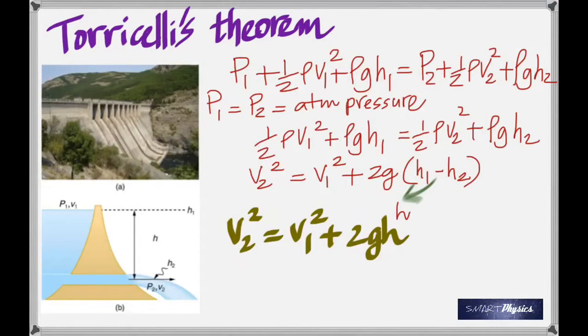Watch this. If you had dropped an object from the surface, but outside the dam, not through the water, what would its velocity be when it reaches this point? Wouldn't it be exactly square root of 2g h1? What an amazing result. So according to Torricelli's theorem, the velocity with which a liquid flows out is exactly equal to the velocity attained by an object falling freely outside the liquid.